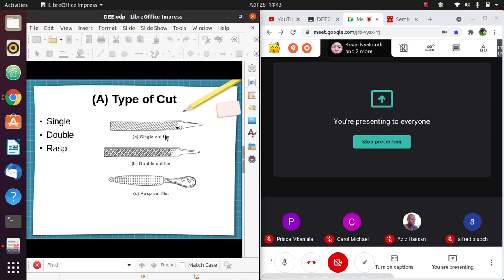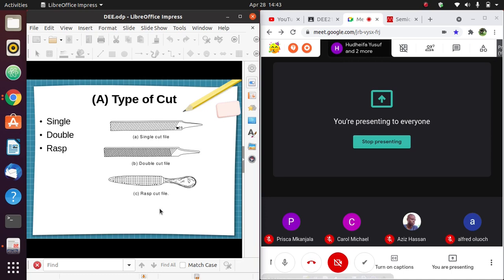We have the double cut, which may cut on both sides. And then we have the rasp cut file. When we get to the workshop, once the school opens for us, we'll see them in person. The rasp's teeth are rough like a grater, like a kitchen grater. The easiest way I can explain it is that it is like a kitchen grater.